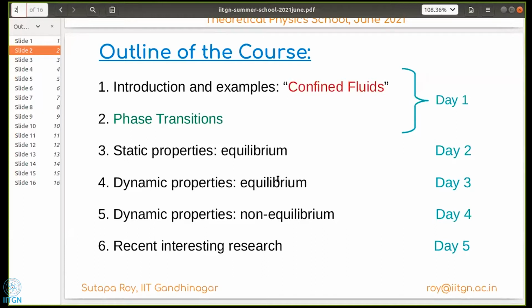Today I'll give you an introduction to confined fluids and their different properties. I'll give you some examples of such systems, and I'll explain what we mean by phase transitions. Then from tomorrow onwards, we'll get into different kinds of static and dynamic properties of such systems. We'll focus on both equilibrium systems as well as non-equilibrium systems. On the last day, I'll give you a brief overview of very recent scientific works done in very prominent groups all over the world.